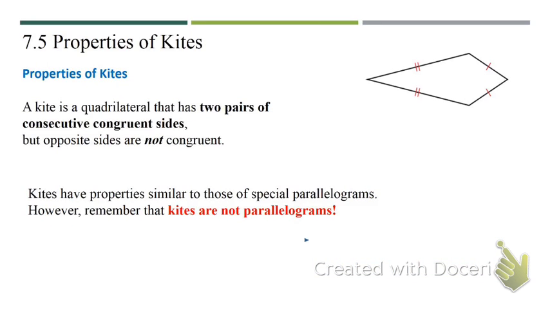Okay, properties of kites. A kite is a quadrilateral that has two pairs of consecutive congruent sides, but opposite sides are not congruent. Kites have properties similar to those of special parallelograms. However, remember that kites are not parallelograms. No parallel sides, so it's not a parallelogram.